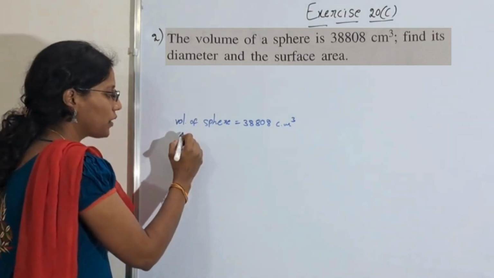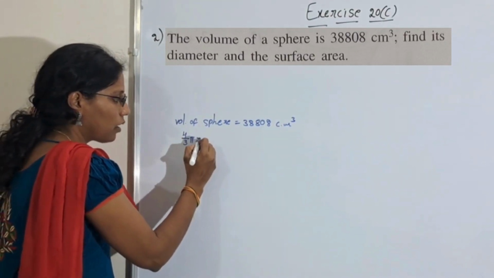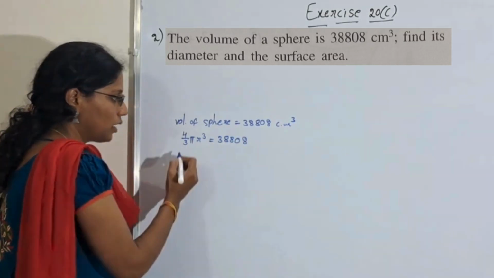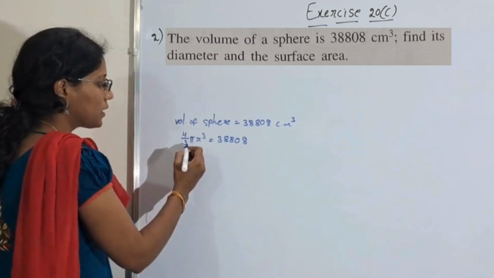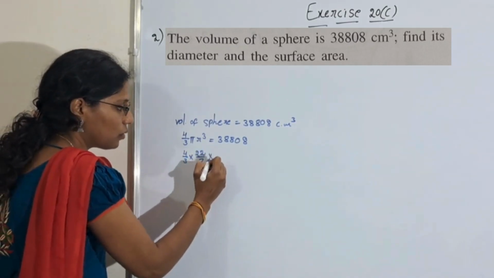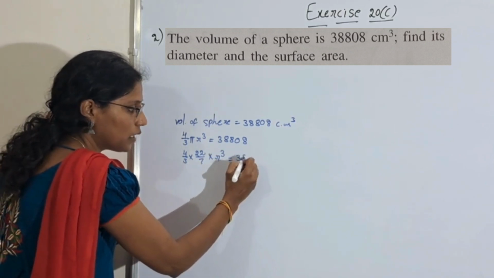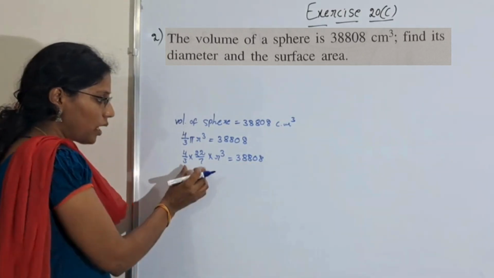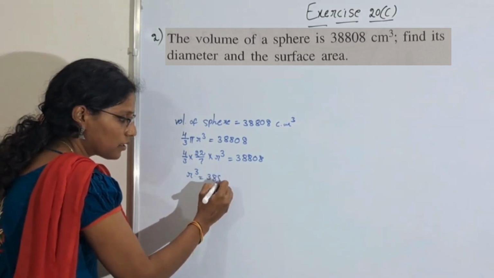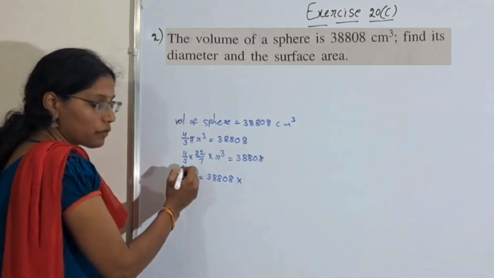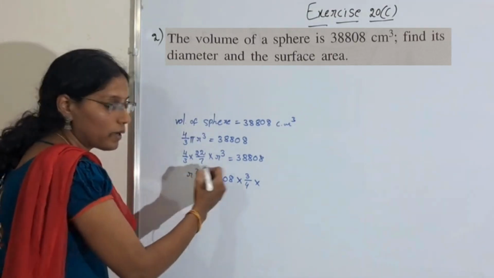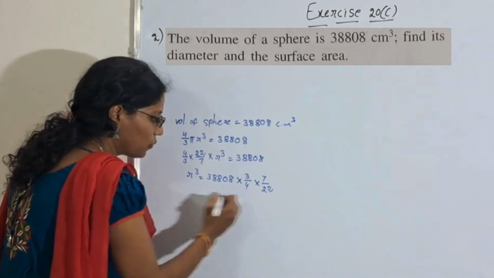Volume of the sphere formula, 4 by 3 pi r cube is equal to 38808. Here, pi value is 22 by 7. 4 by 3 into 22 by 7 into r cube equal to 38808. These values we have to shift to the right side. R cube is equal to 38808 into, first 4 by 3 shifting to the right side means reciprocal, 3 by 4. Next 22 by 7 means 7 by 22.